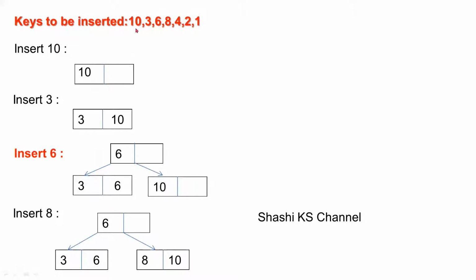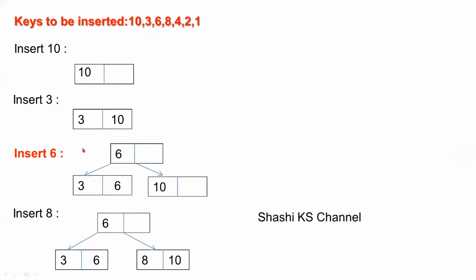The first key which has to be inserted is 10. So we insert 10 into the B plus tree. The next key which has to be inserted is 3. First we have to arrange the keys in ascending order, and we'll be getting 3 and 10. Then we insert it, because all the keys are kept in sorted order inside the nodes of a B plus tree. So we insert it in the order of 3 and 10.